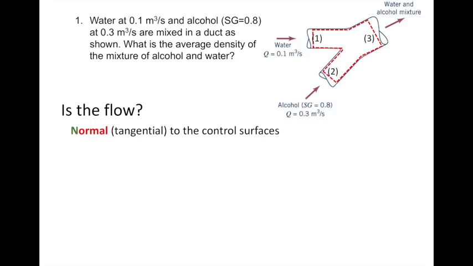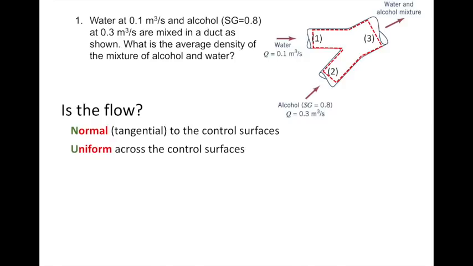Okay, next up, assumptions. I'm going to go through my NUSI 1-1. Is it appropriate that I assume that the flow is normal to the control surfaces? Yes. Pretty clear in this case. It's coming down the pipe and then it's continuing down the pipe. The flow doesn't even have the ability to move lateral to my control surfaces.